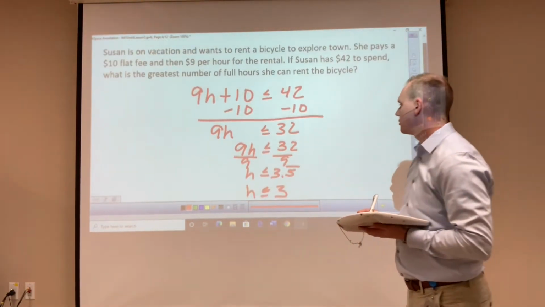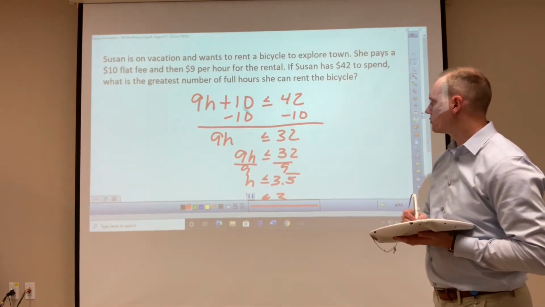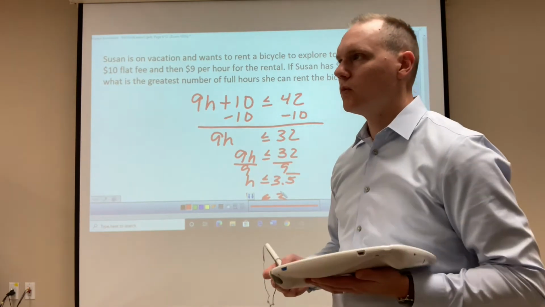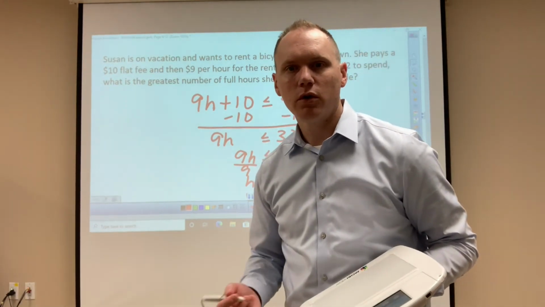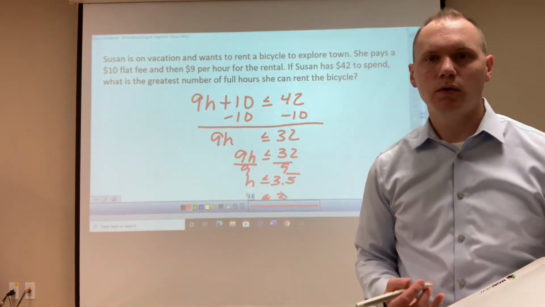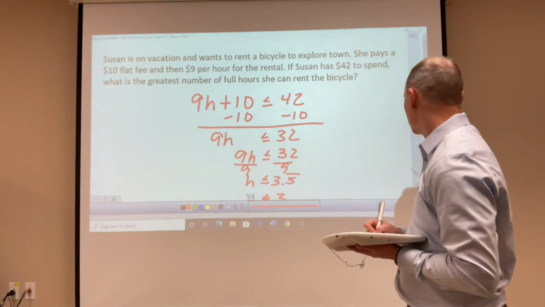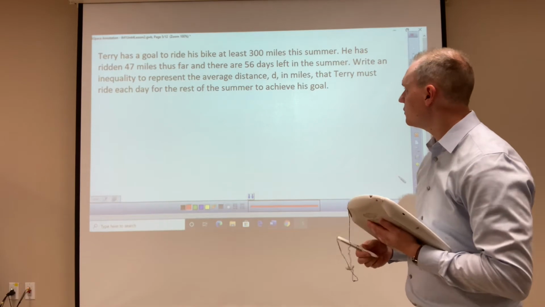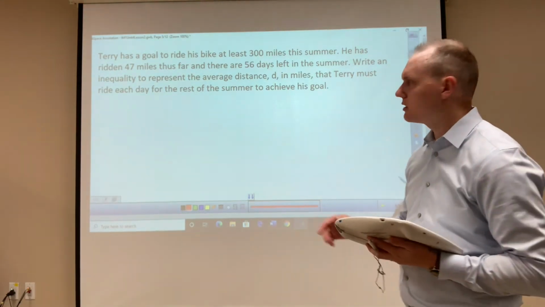So just thinking through how to reason through this and figure out what the possibilities are, what are the intervals in which our variable can take on. Okay, so let me give you a chance to try this one. Let's read it together and then I'll give you a chance.